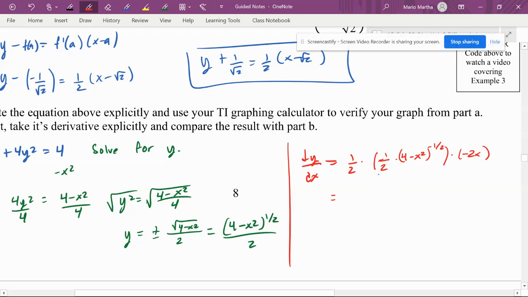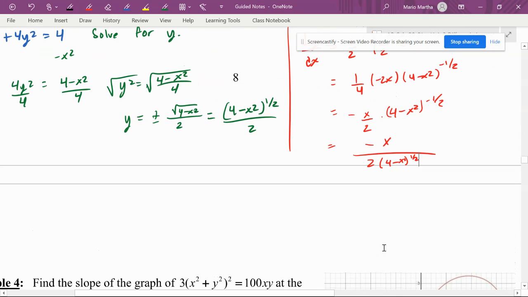Alrighty, so here again, we're going to pretty much simplify this. We're going to have 1/4 times negative 2x, and then times (4 minus x squared) raised to the negative 1/2. So we're left with negative 1 over, actually negative x over 2 times (4 minus x squared) raised to the negative 1/2. And then just to finalize it, we're going to end up with negative x over 2 times (4 minus x squared) raised to the 1/2.